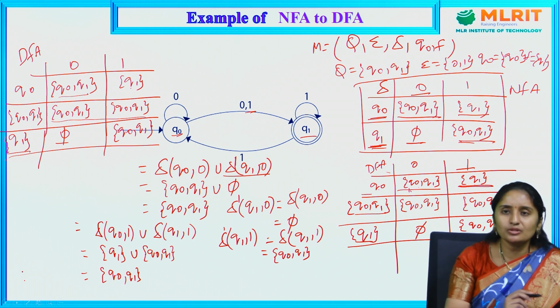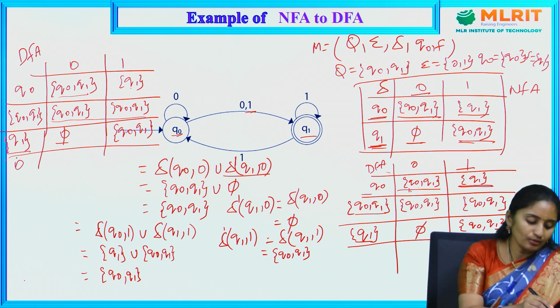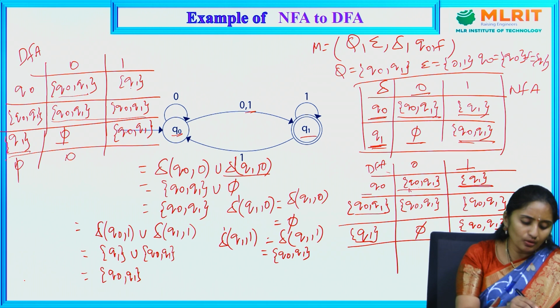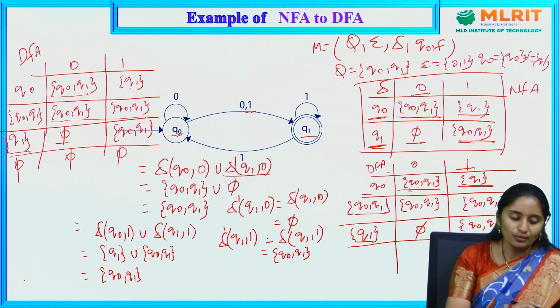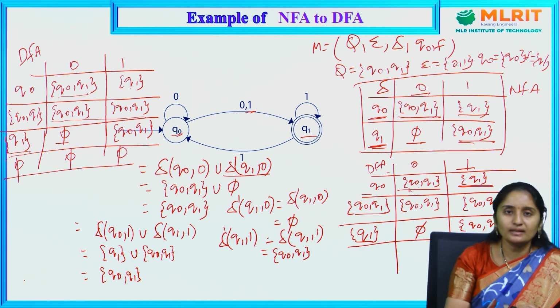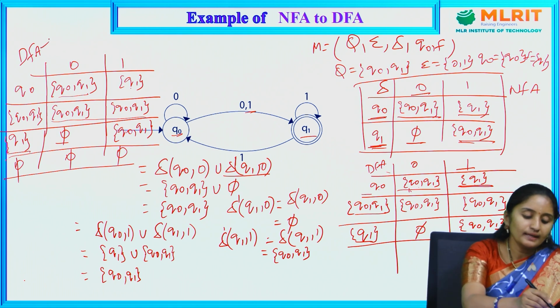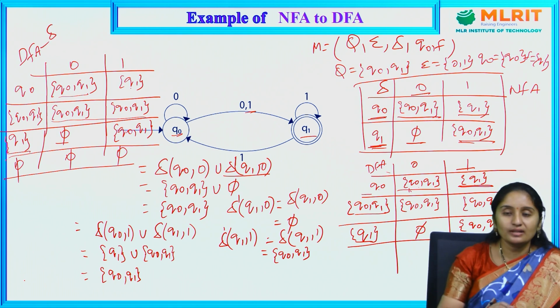Pi is also a state, right? So we are going to apply pi. So pi on 0, pi. Pi on 1, pi. Are there still any new states? No new states. So all the states are completed. So this is nothing but the DFA transition table. The DFA transition table we have constructed.